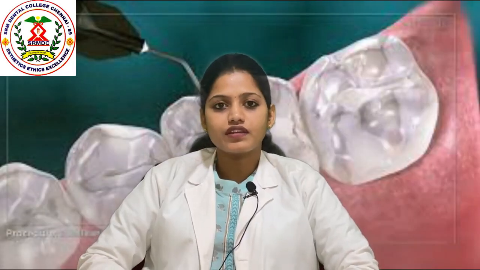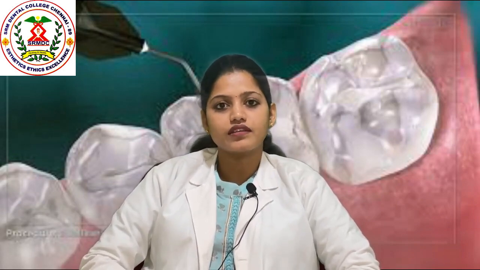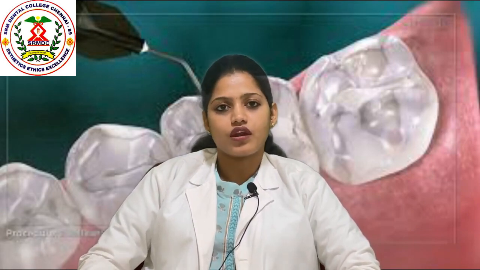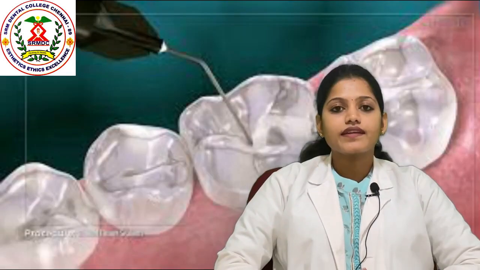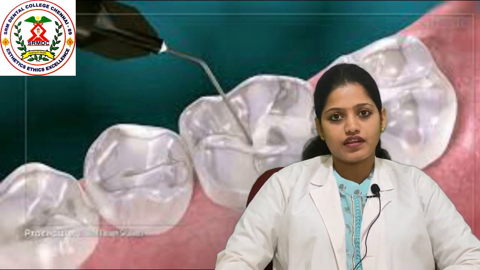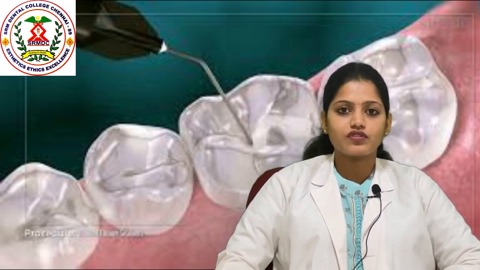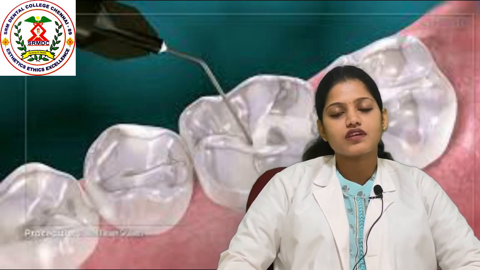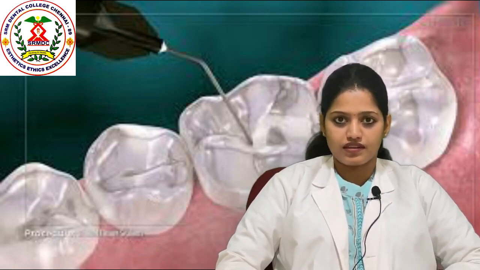So far we have seen the introduction of pit and fissure sealants, the history and the types of pit and fissure sealants. Now let's see about the indications and contraindications of pit and fissure sealants. It is indicated for pits and fissures of deciduous teeth in children and permanent teeth in children and adolescents who are at increased risk of experiencing caries.